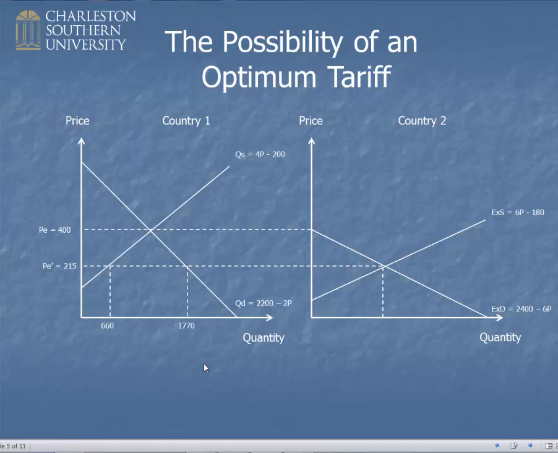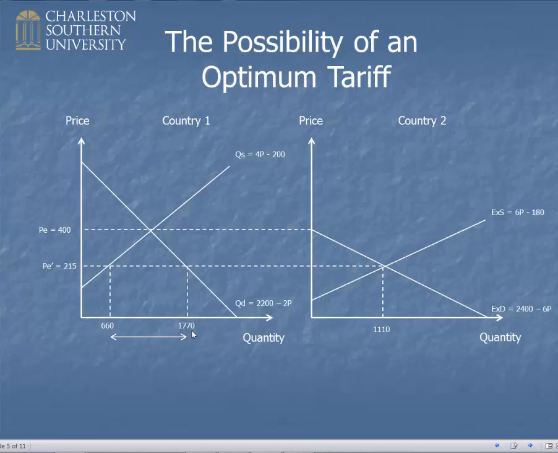So here I've gone ahead and worked it out. I've just taken this $215 price, I've set it into the demand equation, and I got this number, 1770. Then I took the 215, set it into the supply equation, and got this number, 660. You can take the difference between the two, and you will find that it's 1110.